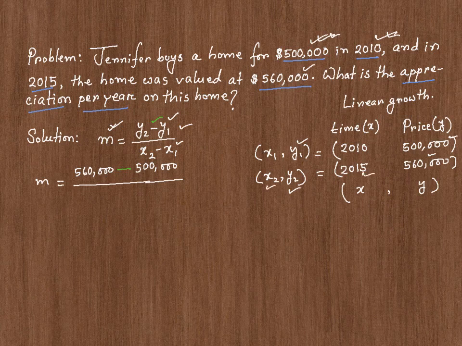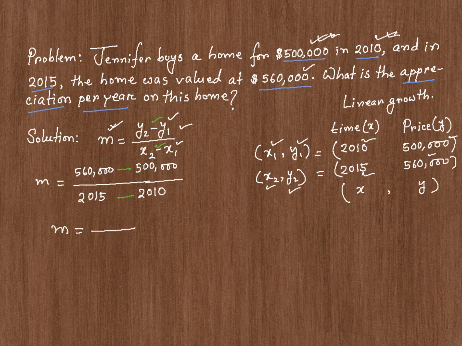x2, 2015, minus x1. So this minus is this minus from the formula. x1, what is my x1 here? 2010. Calculation wise, this problem is very simple, but it is application of the slope. You take a mathematical concept and you apply it into the real life.